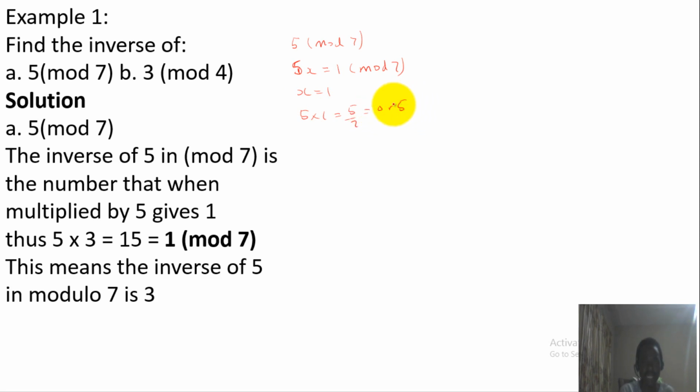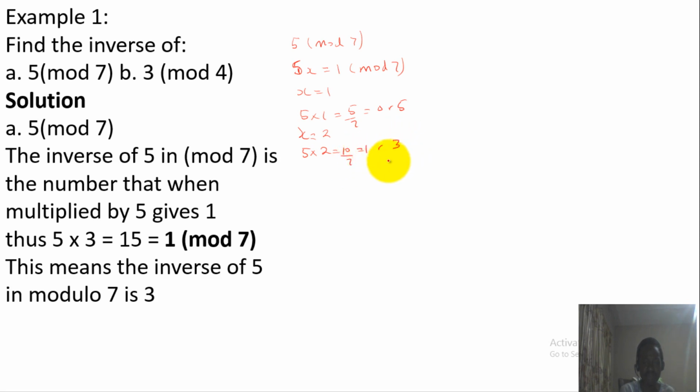No, if I say x is 2, I'm going to have 5 times 2. That will give me what? 10. 10 divided by 7, that will be 1. Remainder what? 3. Therefore, it's returning 3.